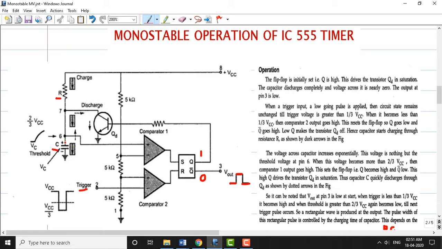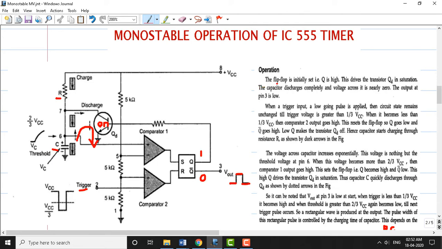In the earlier cycle this capacitor might have charged fully. Now since this transistor is turned on, the capacitor finds a path to discharge in this way. So for Q equal to 1, which we assumed initially, Q bar will be low, so QD goes to saturation. Once QD goes to saturation, the capacitor finds its path to discharge. So once the capacitor completely discharges, the voltage across the capacitor will be 0. So in this cycle the output stays low. Output is nothing but pin number 3.